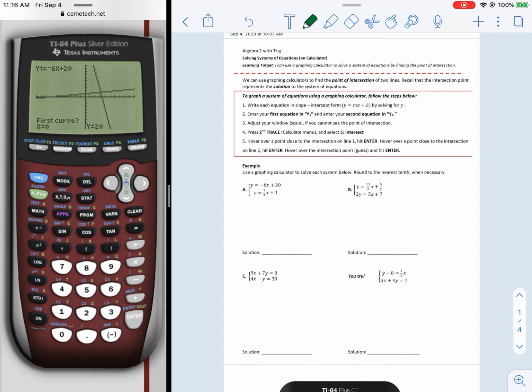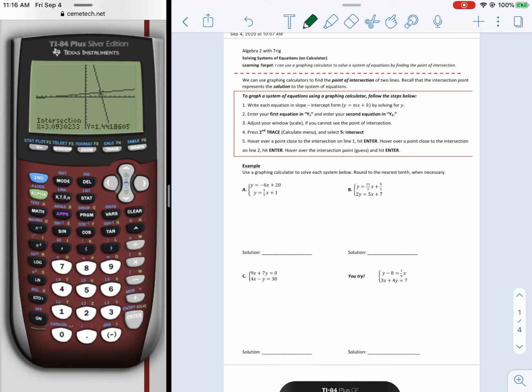Okay, so now you're going to use your left and right arrows, and you're going to move left and right until you see your cursor. If you're not sure where your cursor is, you can look at the x and y values provided. Okay, and when you're finding an intersection, sometimes lines intersect more than once, so you need to tell your calculator which intersection point you're trying to find. In this case, there's only one intersection point, so all you have to do is move your cursor close to the intersection, and then you're going to hit enter 1, 2, 3 times.